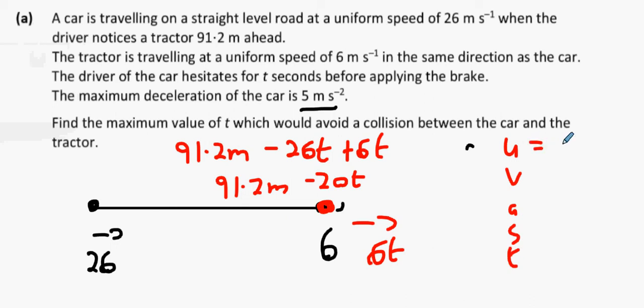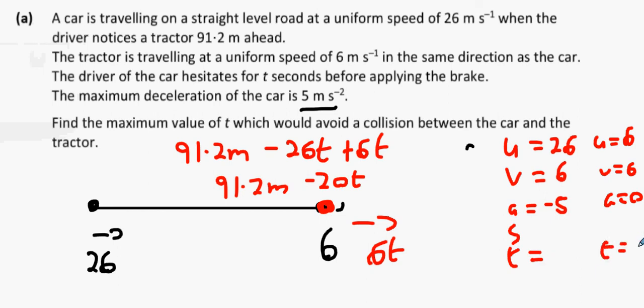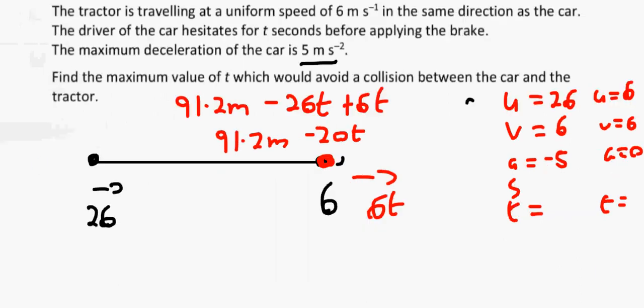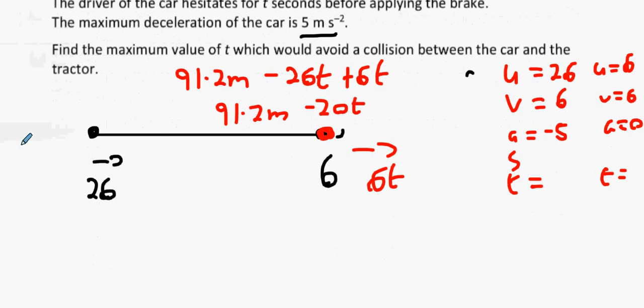U is going to be 26. V is 6. For the tractor, U is 6, V is 6. A is 0. For the car, A is -5. Then we have some variables in here. Now, you combine both of them together. And what you're essentially doing is you're treating the tractor like it's stationary. So that circle around the T means I'm treating it like it doesn't exist, like it's stationary.